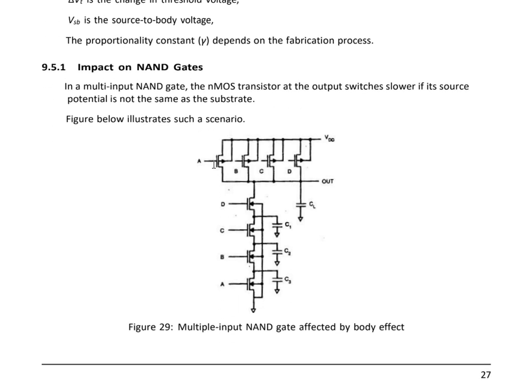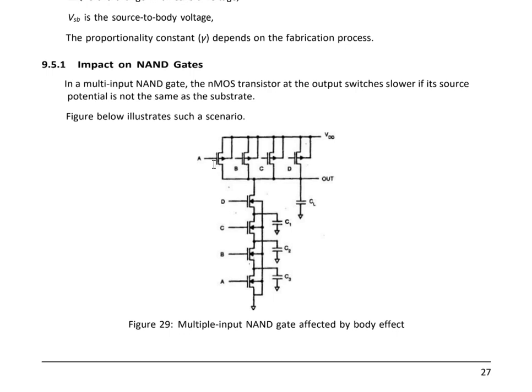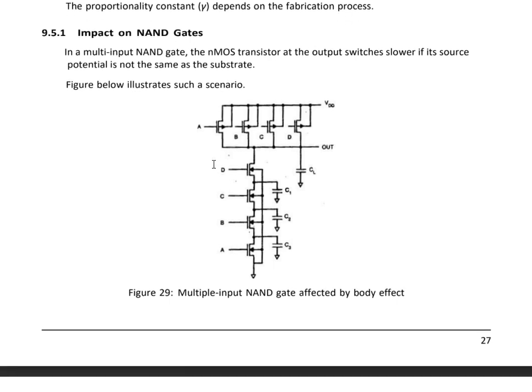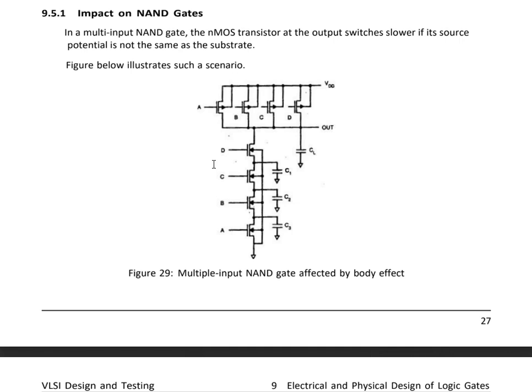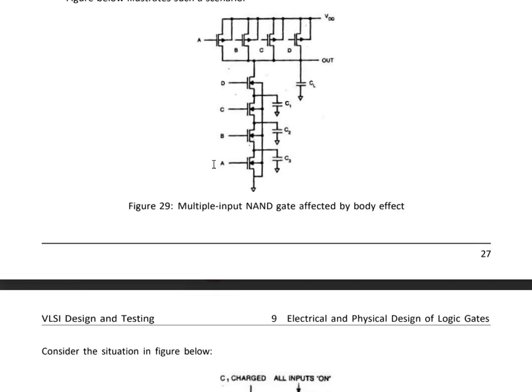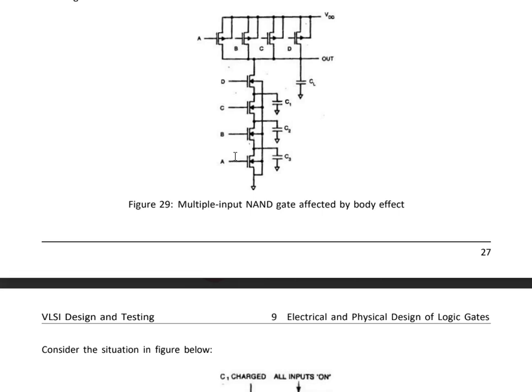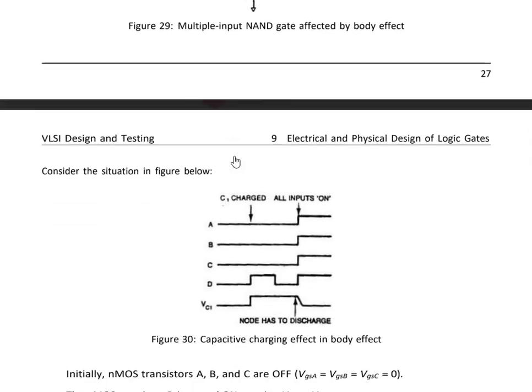So what is the impact on NAND gate? In a multi-input NAND gate, the NMOS transistors at the output switch slower because of its potential, which is not the same as that of the substrate region. So this is the multiple input NAND gate, which is affected by the body effect.